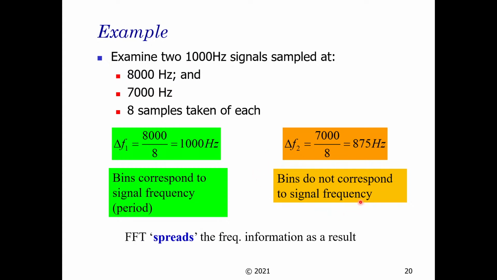And as a result, when the bins don't correspond to the signal frequency, when you perform the FFT on both of these signals, it ends up spreading the frequency information. And this is what we refer to as spectral leakage, when we have this spread of frequency information, as a result of these frequency bins not matching back to the original signal frequency itself.